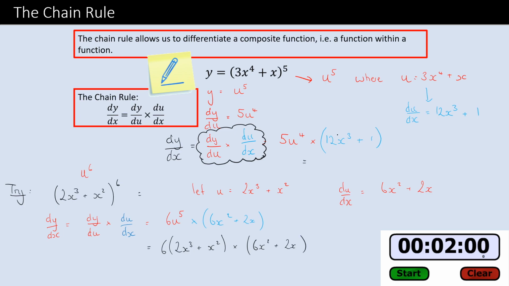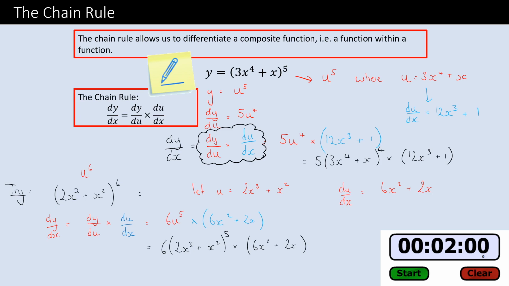Okay, and I should do that up here as well. So I should have 5 lots of 3x to the power of 4 plus x times 12x cubed plus 1. Okay, I should do that, and I've missed my power. It's early in the morning. Power of 5. There we go.